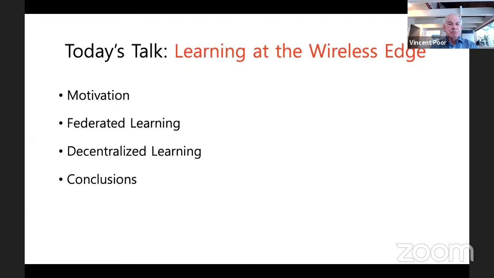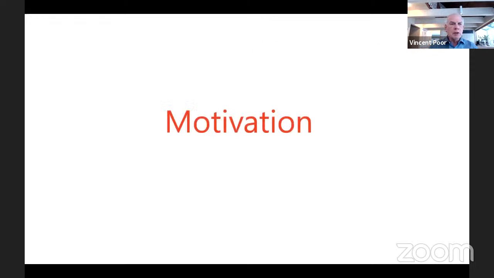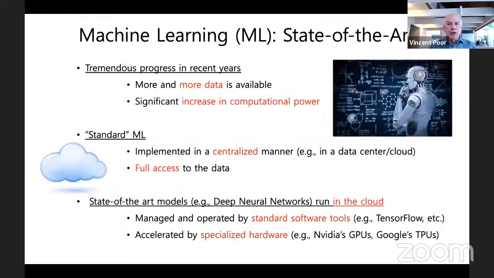So here's the outline of my talk. First of all, I'll motivate it a little bit. Then I'll talk about two things. One is federated learning. The other is decentralized learning, and I'll describe the difference in these two shortly. And then I'll wrap up with conclusions, and I'm going to talk about some open issues. And like Chi Lin's discussion, some of this is 5G, some of it is really looking forward to 6G. But I think for today, we can think about this as being something that could be implemented over 5G networks.